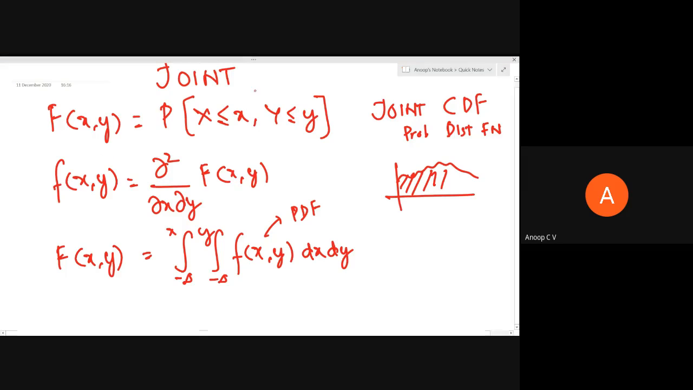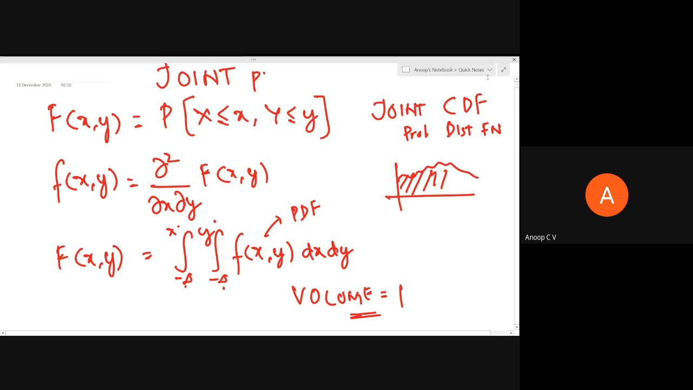So in joint probability characteristics, when you integrate the PDF, you will get a volume, and the total volume under this should be equal to 1. Or if you integrate from minus infinity to plus infinity, twice, f(x, y) dx dy, that should be equal to 1. Please do keep that in mind. Those are some of the very basics which you should know.